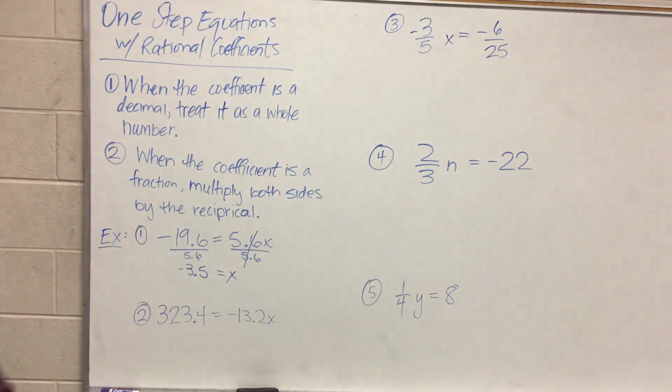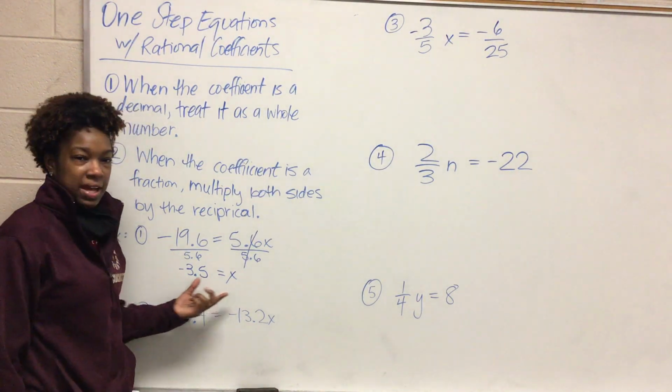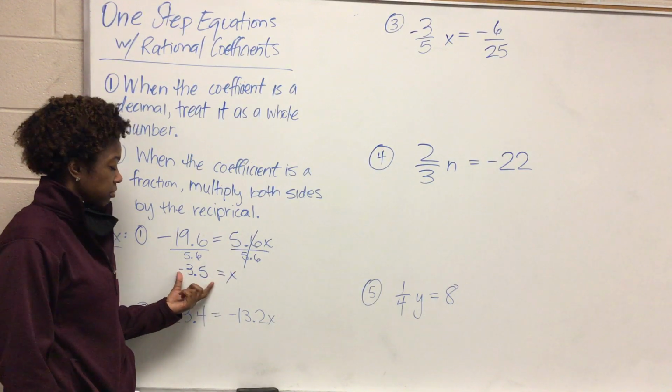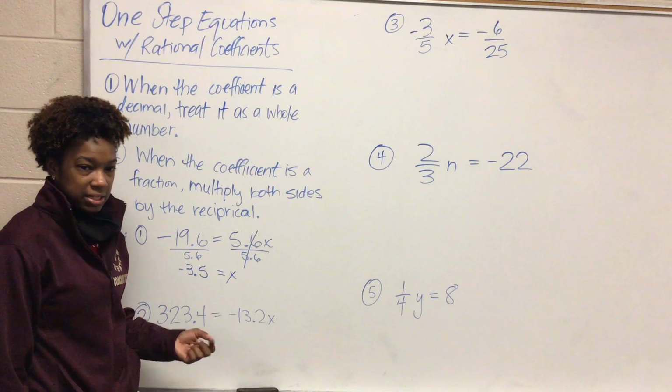Now, if you were to get a word problem, it might say, what is x equal to in this equation? It still is equal to negative 3.5. No need to say negative 3.5x because it's not negative 3.5x. It's simply just negative 3.5 equals x.